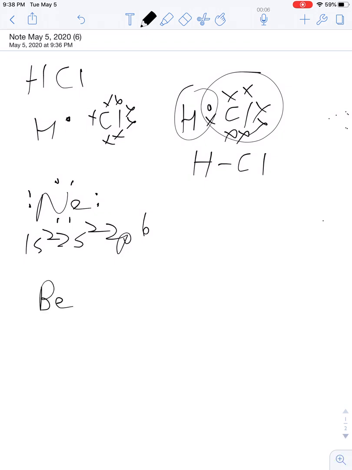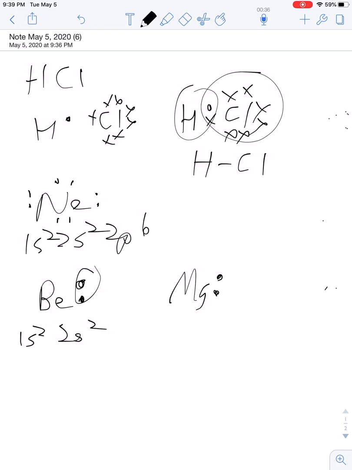But what if you have something like beryllium? When you look at beryllium, beryllium has two electrons, right? It's 1s2, 2s2. These two electrons are paired. So when I look at it, I would say that beryllium wouldn't bond with anything. Its electrons are already paired up. That's why neon doesn't bond. So why would things like beryllium and magnesium bond?